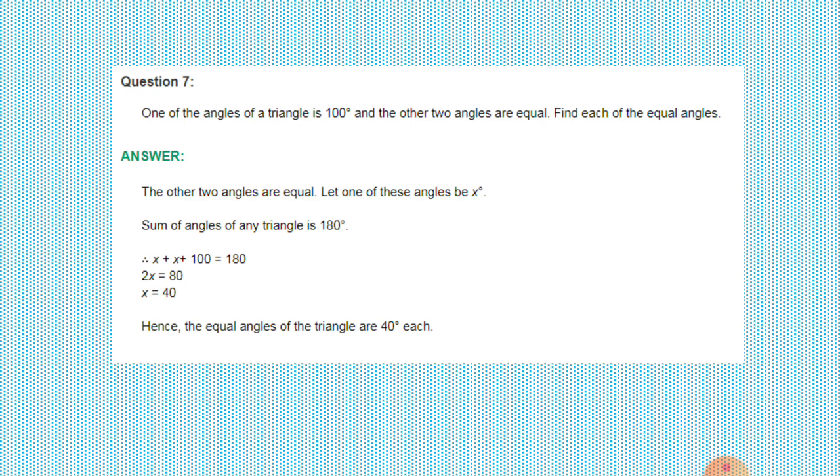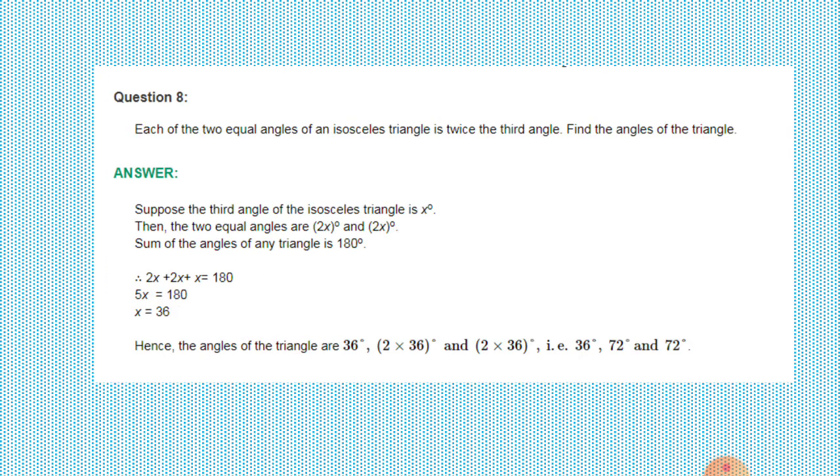One of the angles of a triangle is 100 degrees and the other two angles are equal. Find each of the equal angles. Let one of these angles be x. Sum of the angles of any triangle is 180 degrees. So x plus x plus 100 equals 180 degrees. 2x equals 180 minus 100, 80 degrees. x equals 80 divided by 2, 40 degrees. The equal angles of the triangle are 40 degrees each.